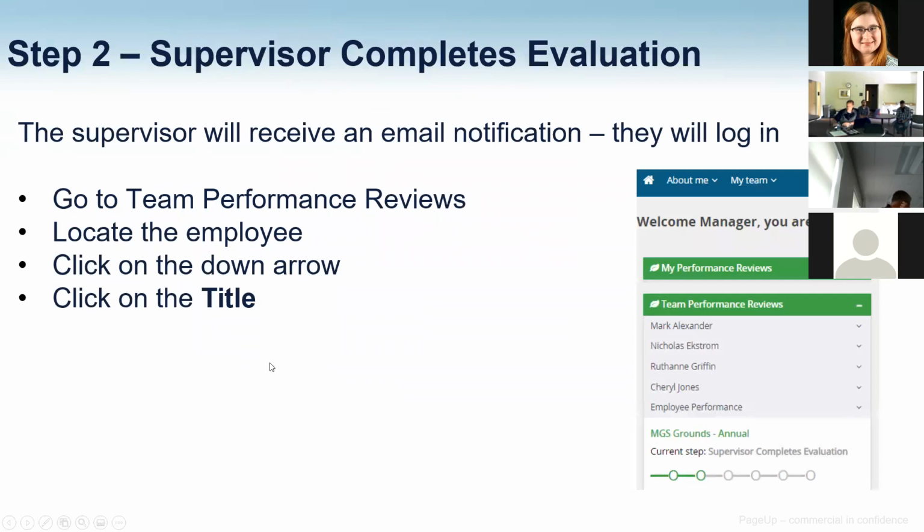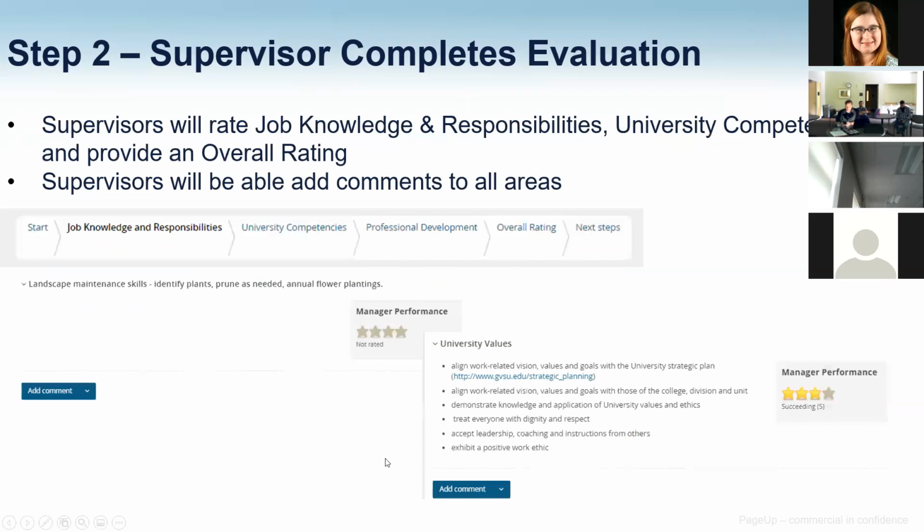Step number 2 is yours. So as the supervisor, you will be prompted. You will get an email. Again, you will also have a link to the performance site on there as well. When you log in with your single sign-on, then you will come to team performance. This is what it will look like for you. You will see your employees' names. You will simply click on the drop-down arrow and the title of the review will become available. You will just click on the title and it will take you into the review.